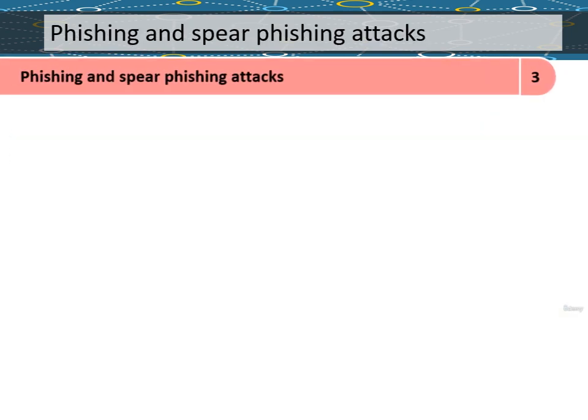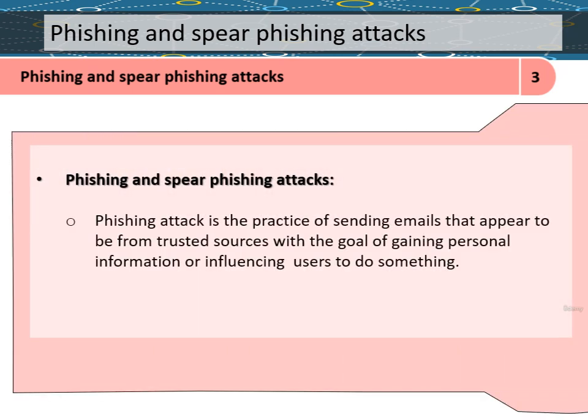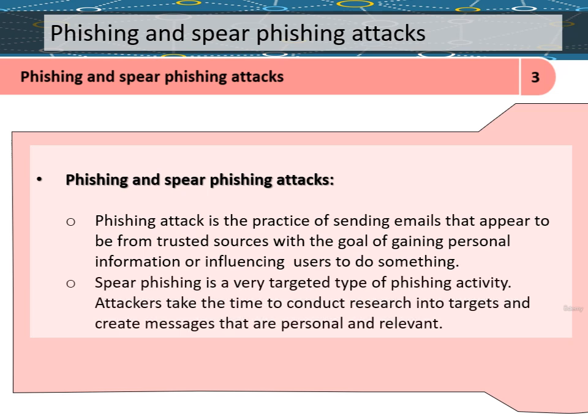Number 3, phishing and spear phishing attacks. Phishing attack is the practice of sending emails that appear to be from trusted sources with the goal of gaining personal information or influencing users to do something. Spear phishing is a very targeted type of phishing activity. Attackers take the time to conduct research into targets and create messages that are personal and relevant.